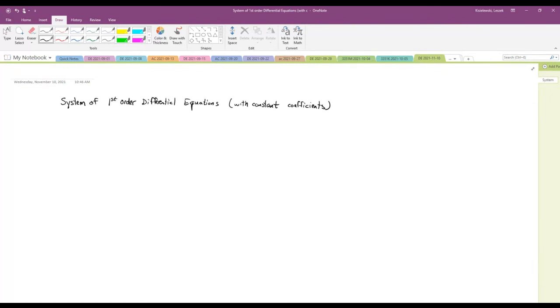We'll be looking at a system of first-order differential equations with constant coefficients, and we're going to keep the system simple, usually two first-order differential equations and two functions. So here's an example.